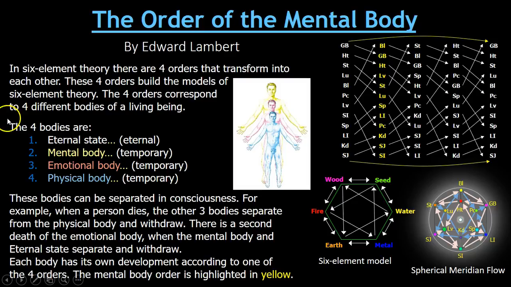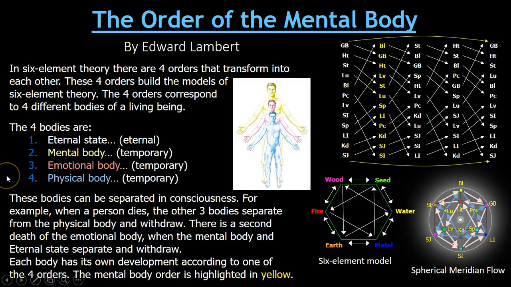Okay, now these 4 bodies are the eternal state. And that's forever, eternal, and it's a core from which we project lives. And each of the lives that we project will have 3 temporary bodies. The first temporary body is the mental body, and then the emotional body, and then the physical body.